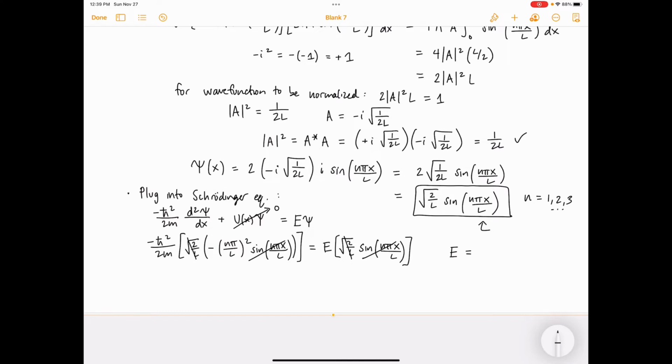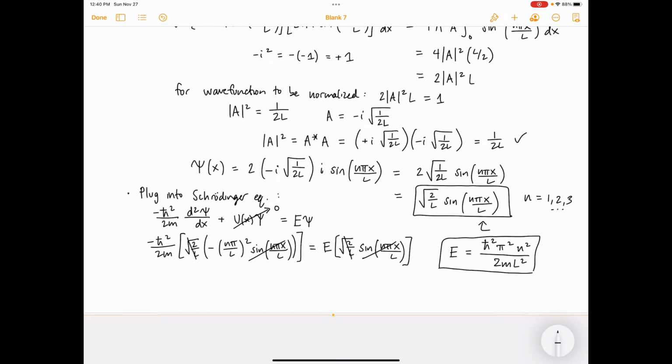If we solve for it, we'll find that E is equal to, on top, h bar squared, pi squared, and an n squared. On the bottom, we have 2 times m, and then L squared. All right, so that's a nice expression for the energy.